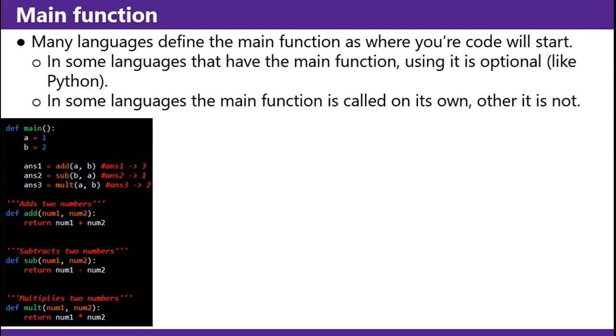In this example on the side here, you define two numbers, 1 and 2, and then you call the add function with 1 and 2. So you pause execution in main, you go into add, you add 1 and 2, it gives back 3, and then answer 1 is 3. And then answer 2 is calling subtraction with 2 and 1. So you pause execution in main again, you go to the subtraction function, you subtract 2 and 1, you return 1. Answer 2 is equal to 1. And then answer 3, you call the multiplication function with 2 and 1. You pause execution in main again, you go to the multiplication function, you multiply 2 and 1, you return 2, and then you're done in main.